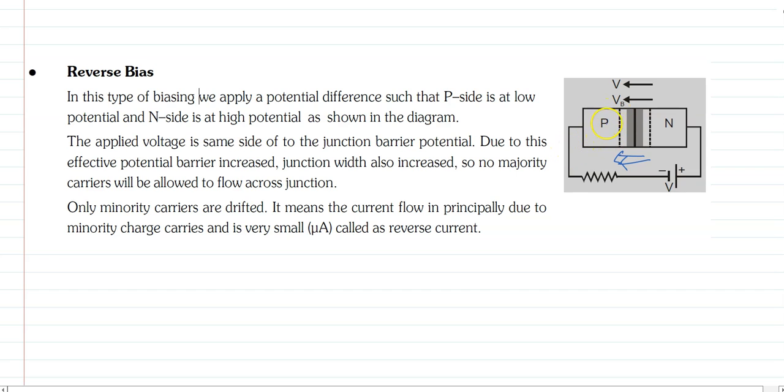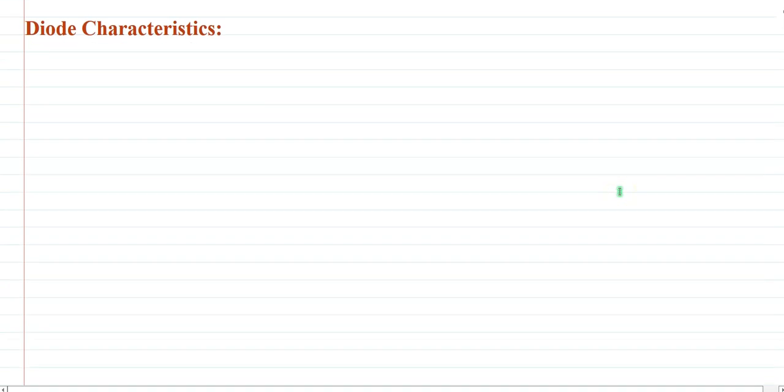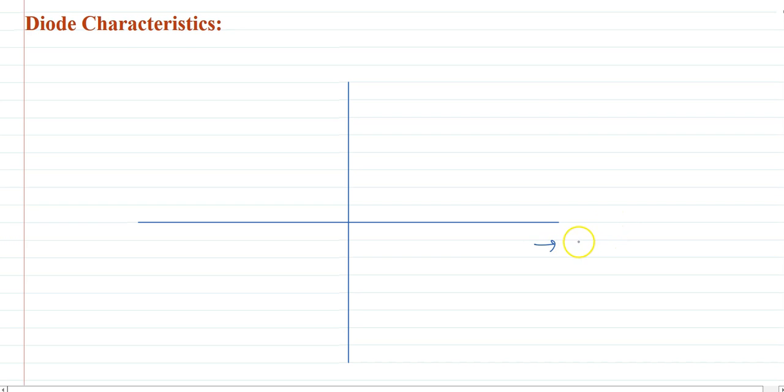Also we get a very small, meaning microampere range, of current due to the minority carriers, electrons in the p side and holes in the n side. Okay, this biasing is called reverse bias. So in reverse bias we get a small amount of current. Okay. So now we will discuss diode characteristics, meaning the IV graph. So I am plotting V, the applied voltage, along the x-axis and I along the y-axis. Okay, and the right side of the x-axis is forward bias and the left side is reverse bias.